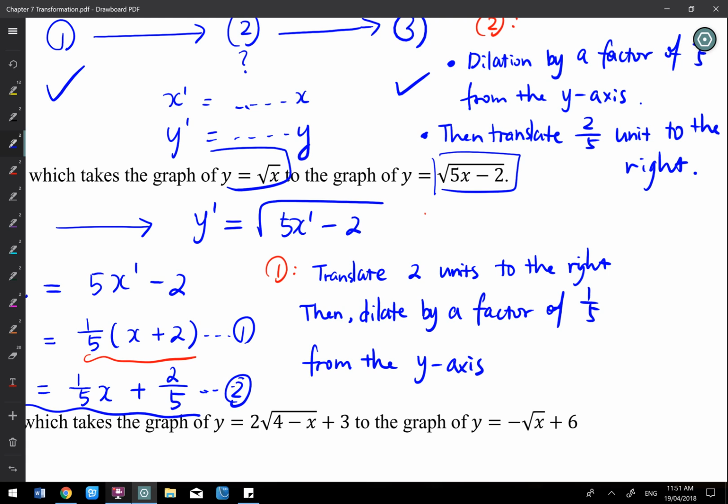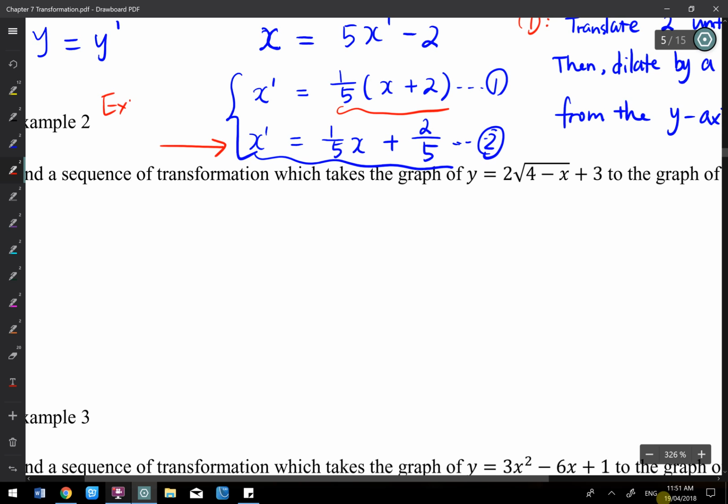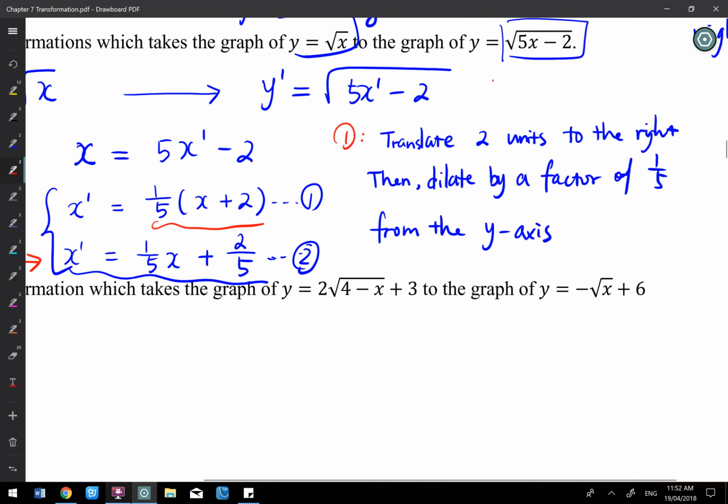Any questions? Let's talk about the order, how we should describe it. The preferred one will be number 2, but number 1 is right as well. But if you keep a habit to expand things, if we can expand everything, we will have the DRT order. If we keep things in factorized form, you will have the translation first and then dilation, because you add and subtract first. That's what I want to mention today.